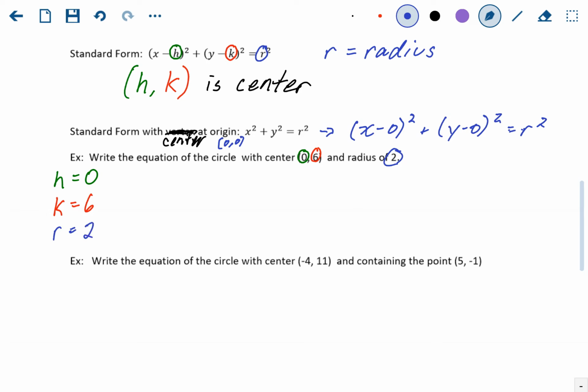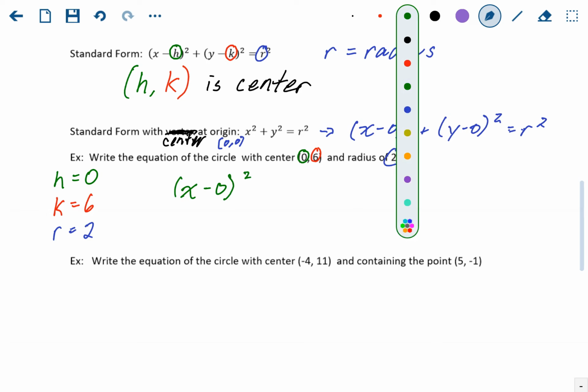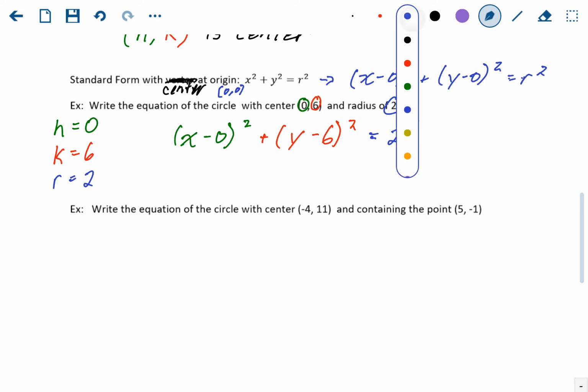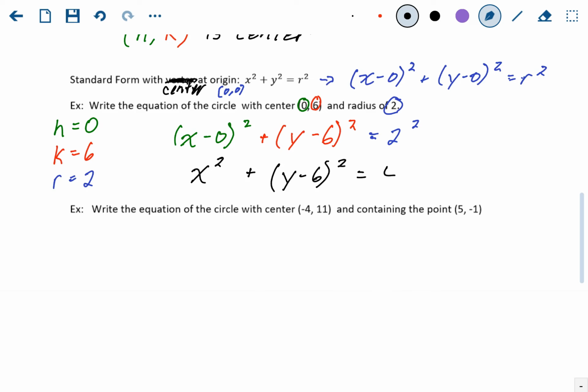Plug that into the formula. Remember, in your equation, x and y are going to stay as x and y. So the x part is going to be (x minus h), x minus 0, in parentheses, squared. The y part, and in the circle it's always plus in the middle, plus (y minus k). You've got k is 6, so y minus 6, that whole thing squared, equals r squared. r is 2, so 2 squared. Now just to simplify this, just like when you had the center at the origin, x minus 0 is just x. So really this is just x squared. You can write it as x minus 0, it doesn't matter. It's the same thing. (y minus 6) squared equals 2 squared, which we'll just write as 4. So that is your equation for a circle with a center of (0, 6) and a radius of 2.